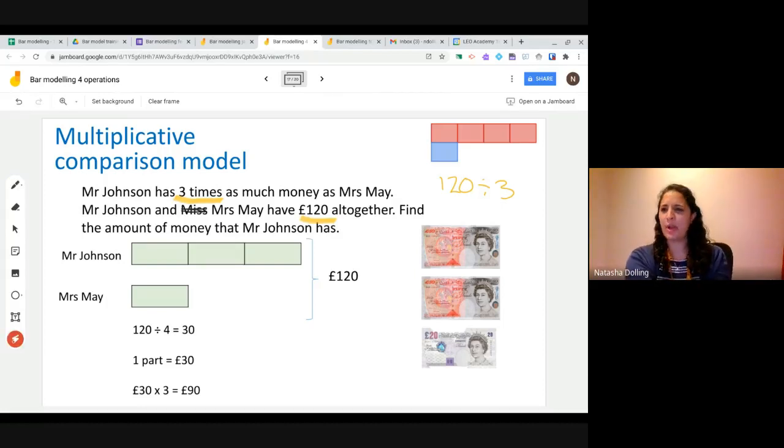However, let's look at what the bar model is showing us. Here's Mr. Johnson. He's got 3 times as much money as Mrs. May. They have £120 altogether. It's actually 4 equal parts that you need to divide by, not 3. The 3 is corresponding to how many times greater Mr. Johnson has than Mrs. May. So this is where, and this is linked to that problem I showed you at the start, drawing it out as a bar model like this is so powerful to stop that kind of mistake.